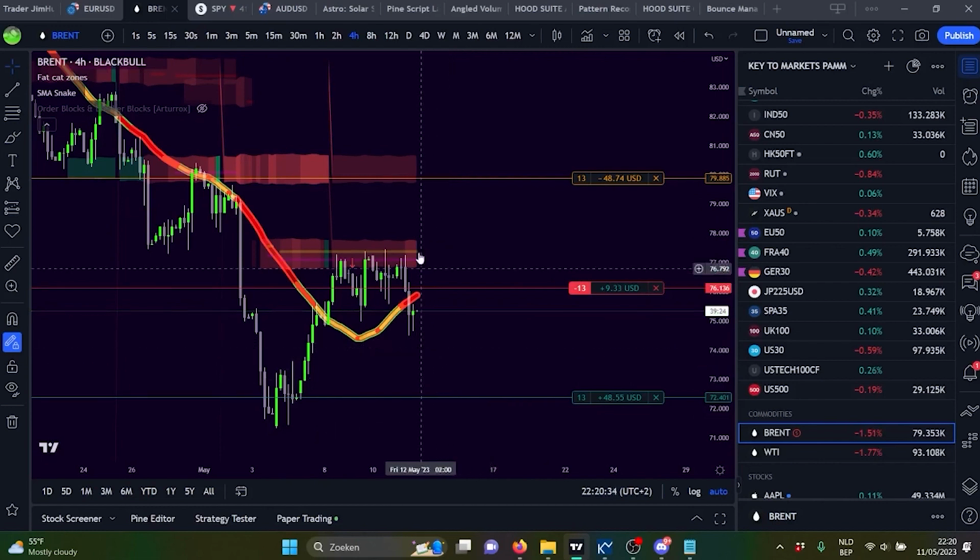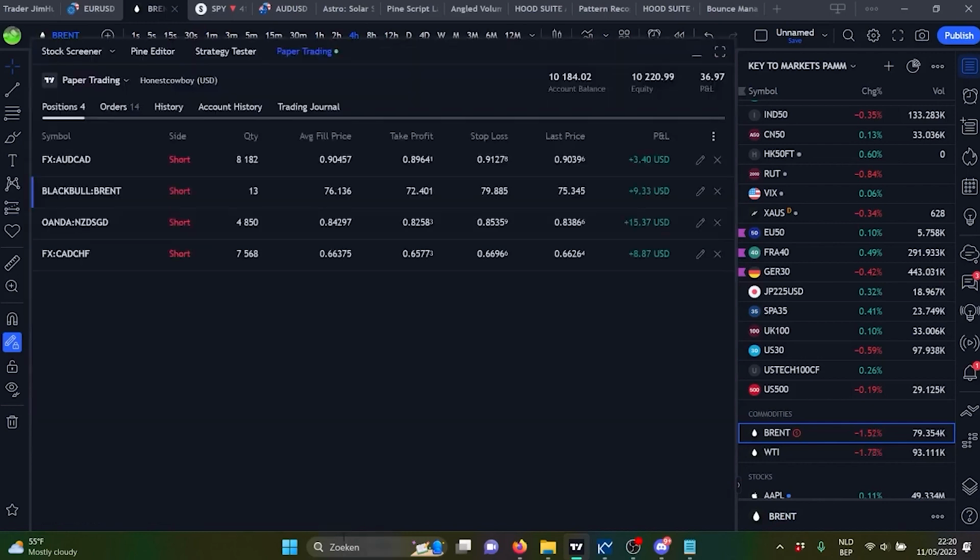It's going to go down. Another winning trade most likely. So the challenge is doing good. Once we reach like 10% profit, I'm going to implement this on a prop account to get funded. But for now, let's keep it on the paper trader.